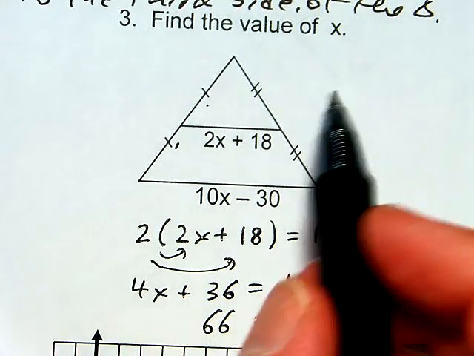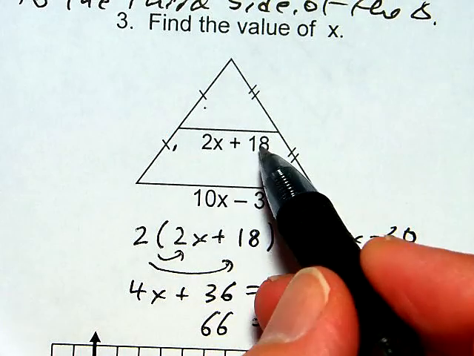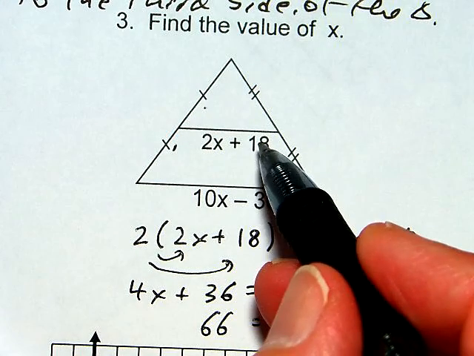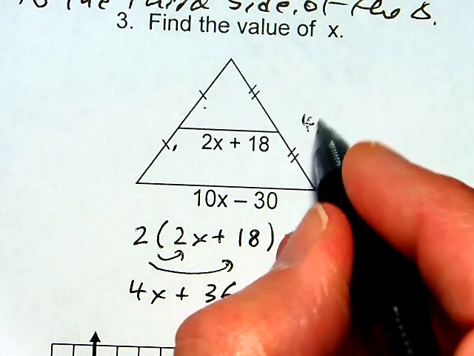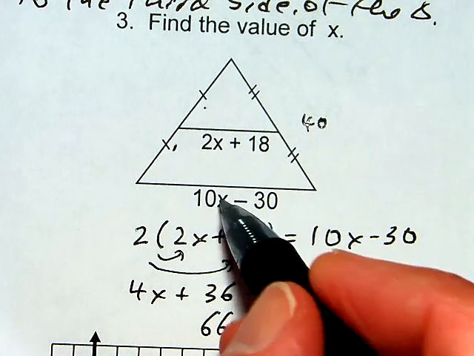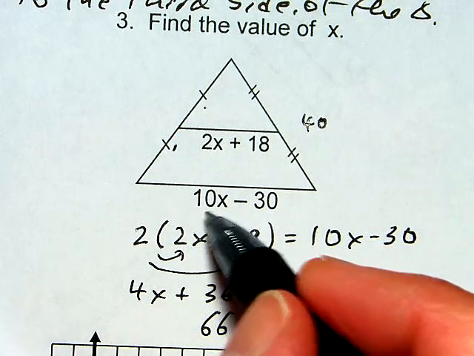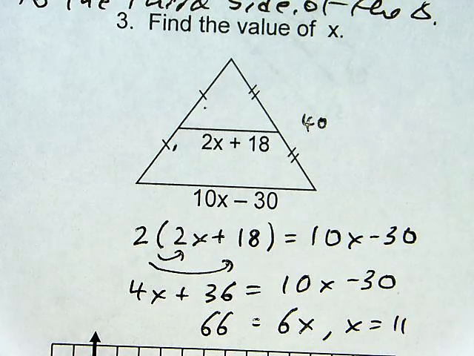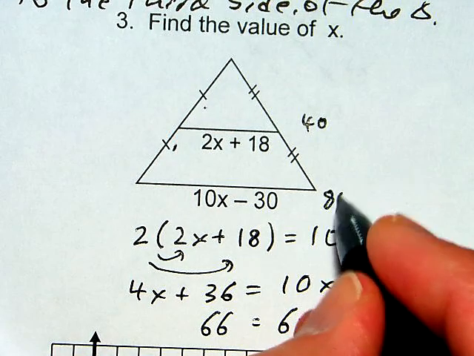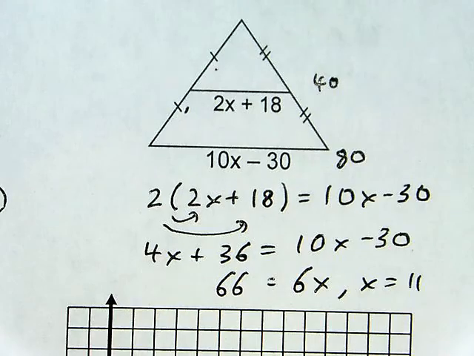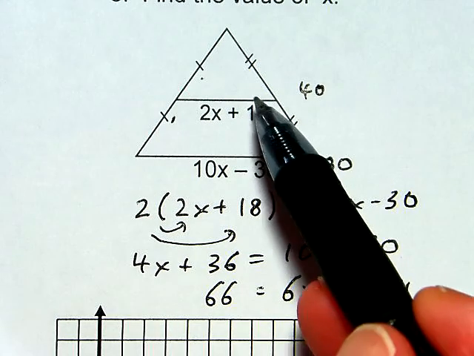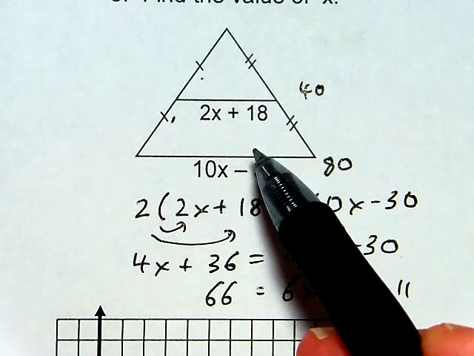So we've got 22 plus 18, which is going to give us 40. And then I've got 110 minus 30, which is going to give me 80. Okay, so it does double check. I've got my mid-segment half the length of the third side.